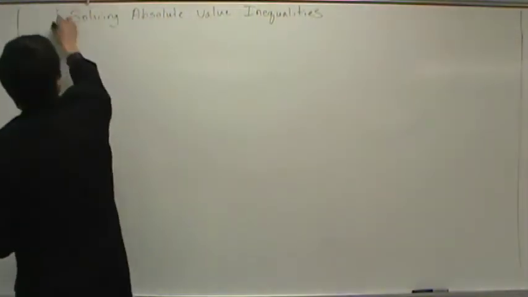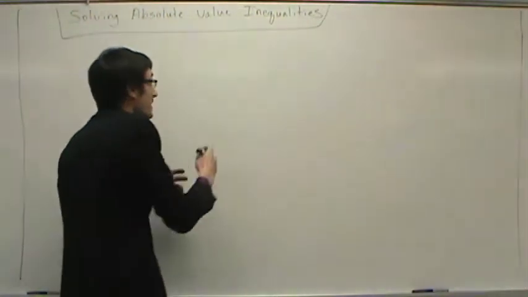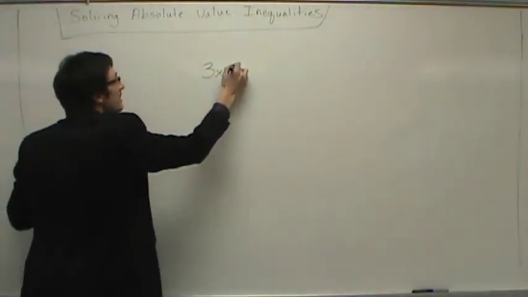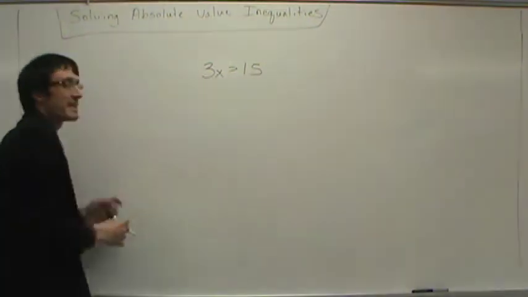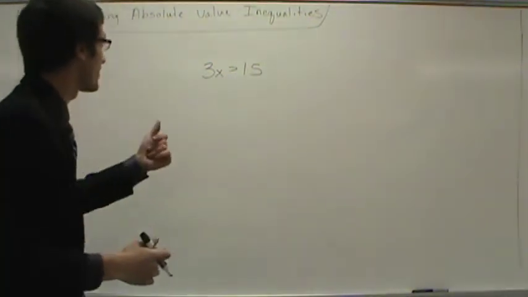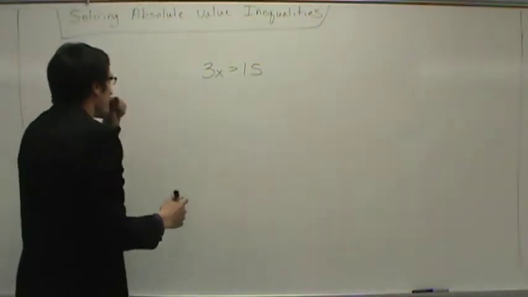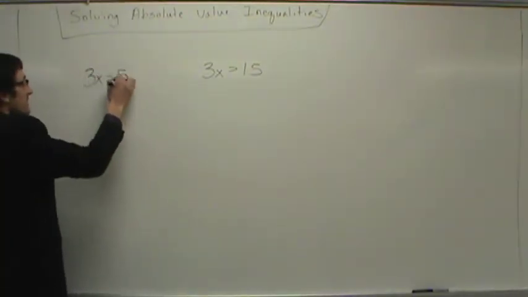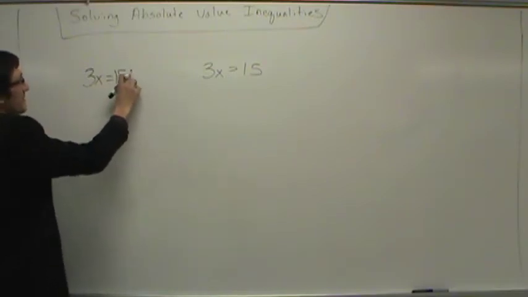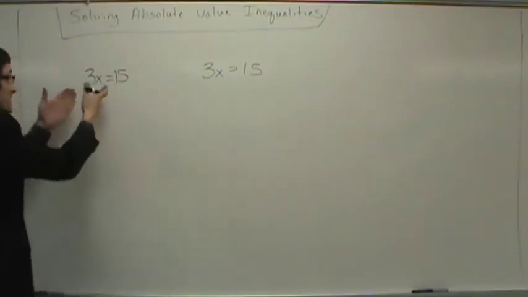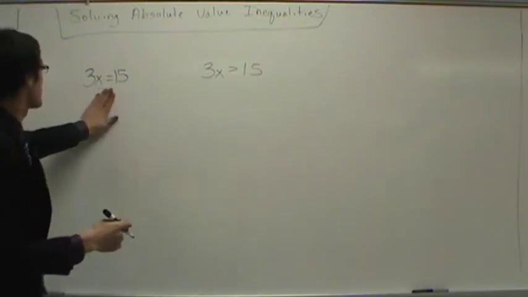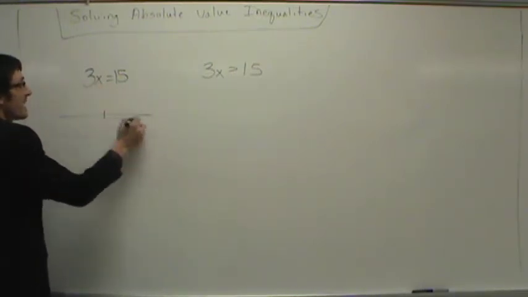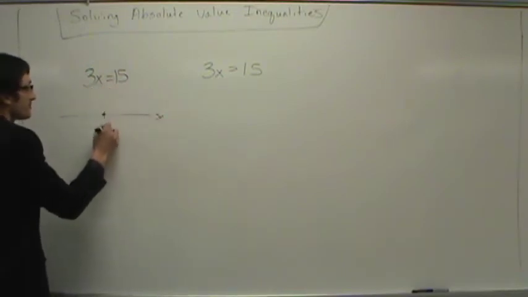Okay. Now, before I actually start this, let's look at this. My question is, what makes this true? Okay, 3x is greater than 15. You're used to looking at, based on the previous lessons, 3x equals 15. So maybe start here. What value of x makes this true? Think about it. Well, you see that 3 times 5 is 15, so x must equal 5.